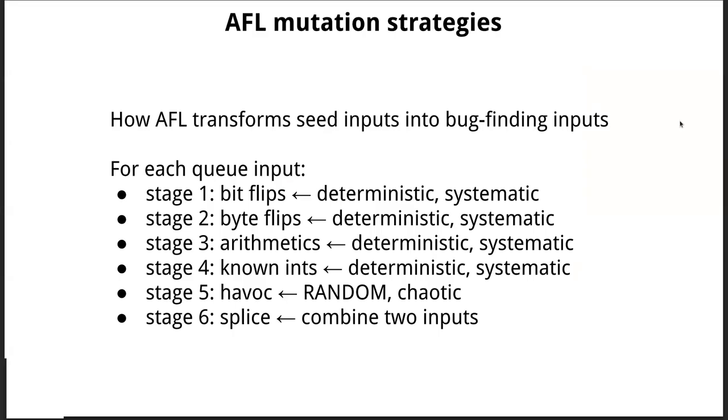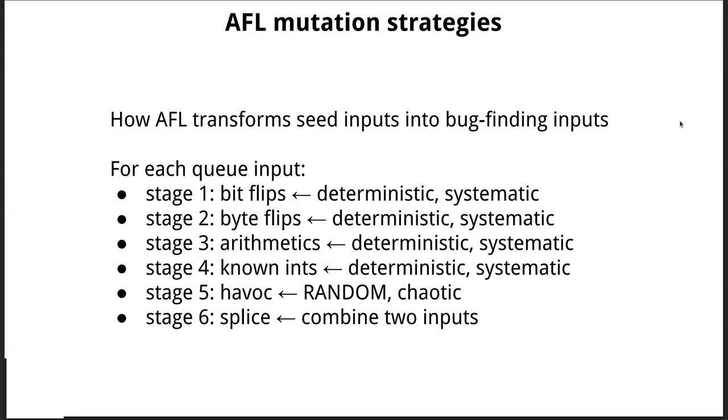Then AFL has several different strategies to mutate the input. There are 6 different stages. Later, when we run this, we will be able to see them. The first one is a deterministic stage, so for every input, it will do the same thing. It will just flip one bit, or 2 consecutive bits, or 4 consecutive bits of that input. Let's say your input is hello.